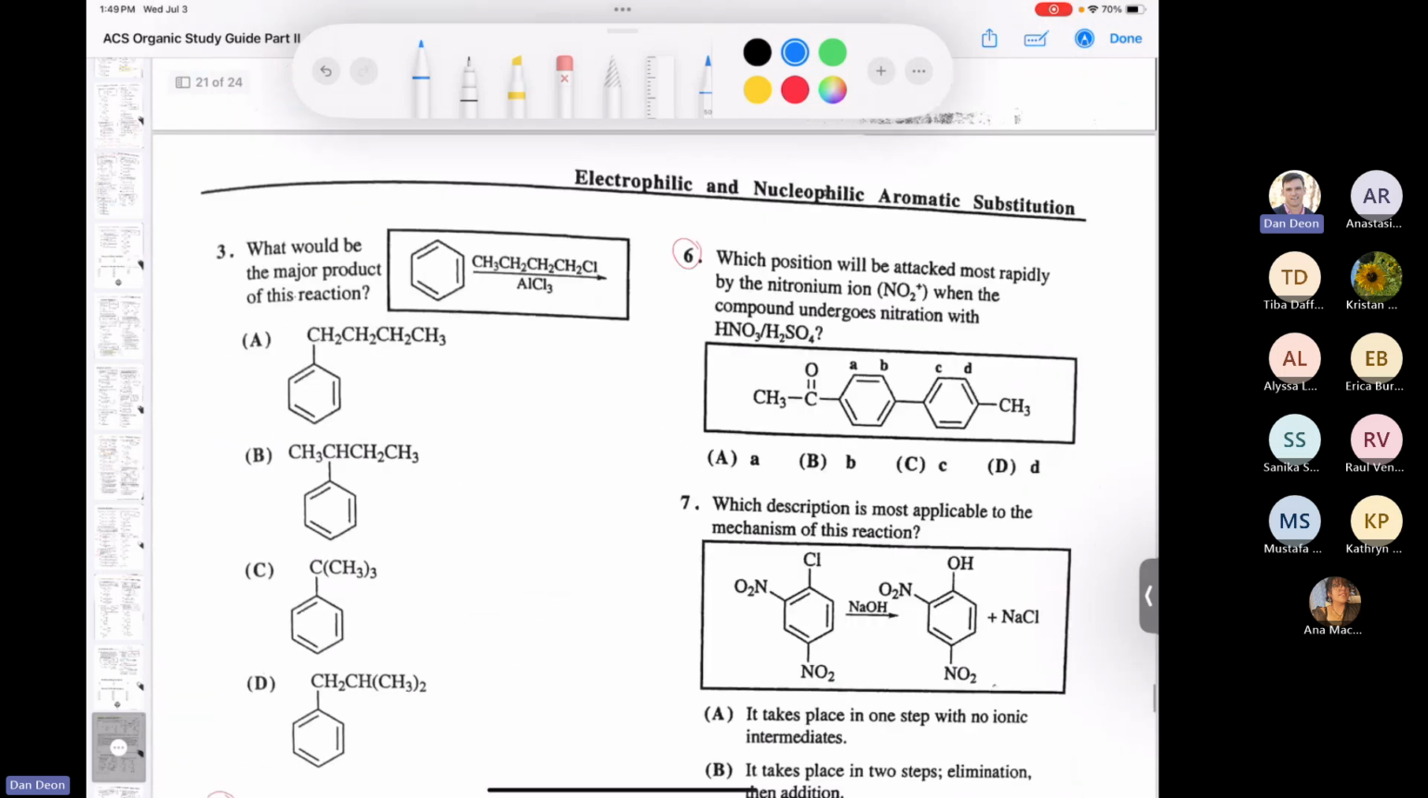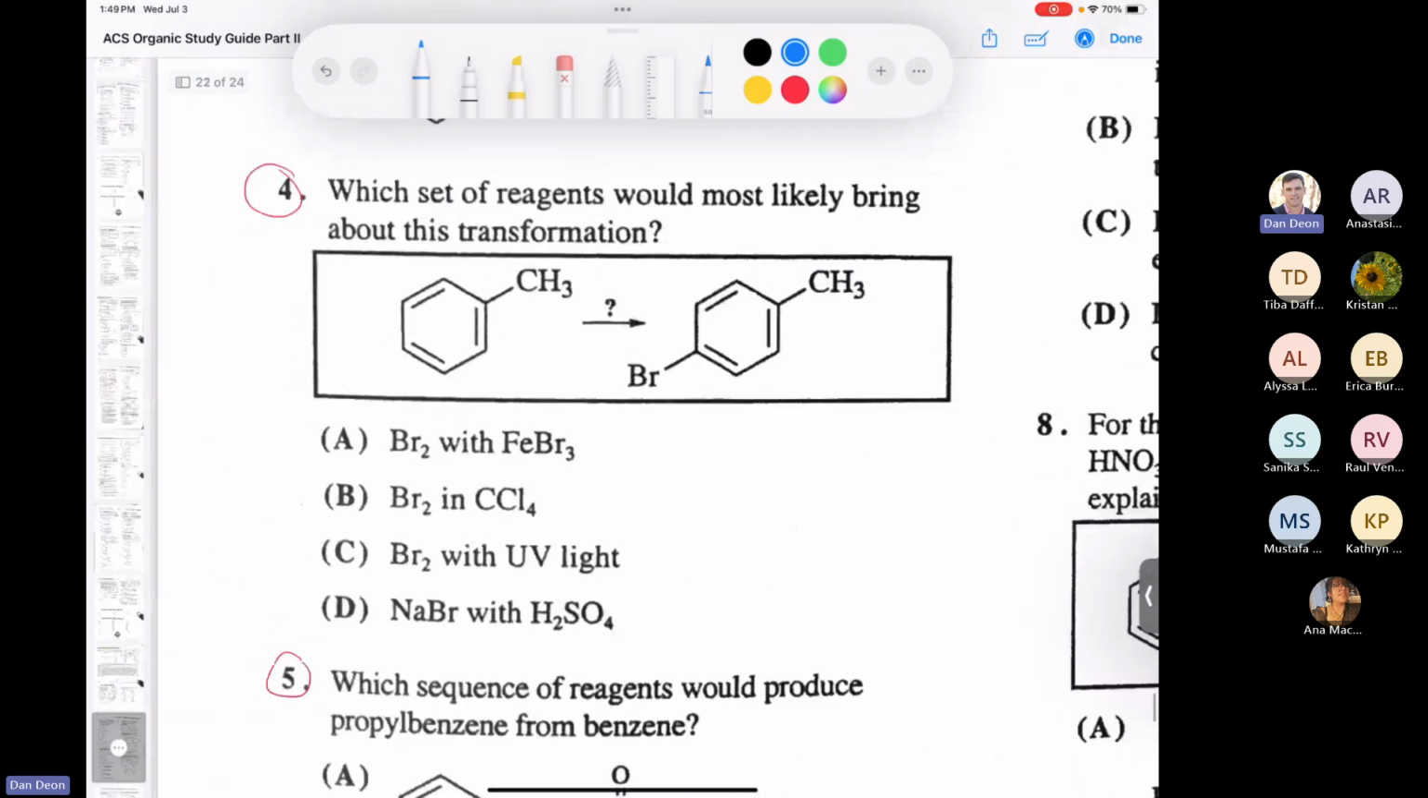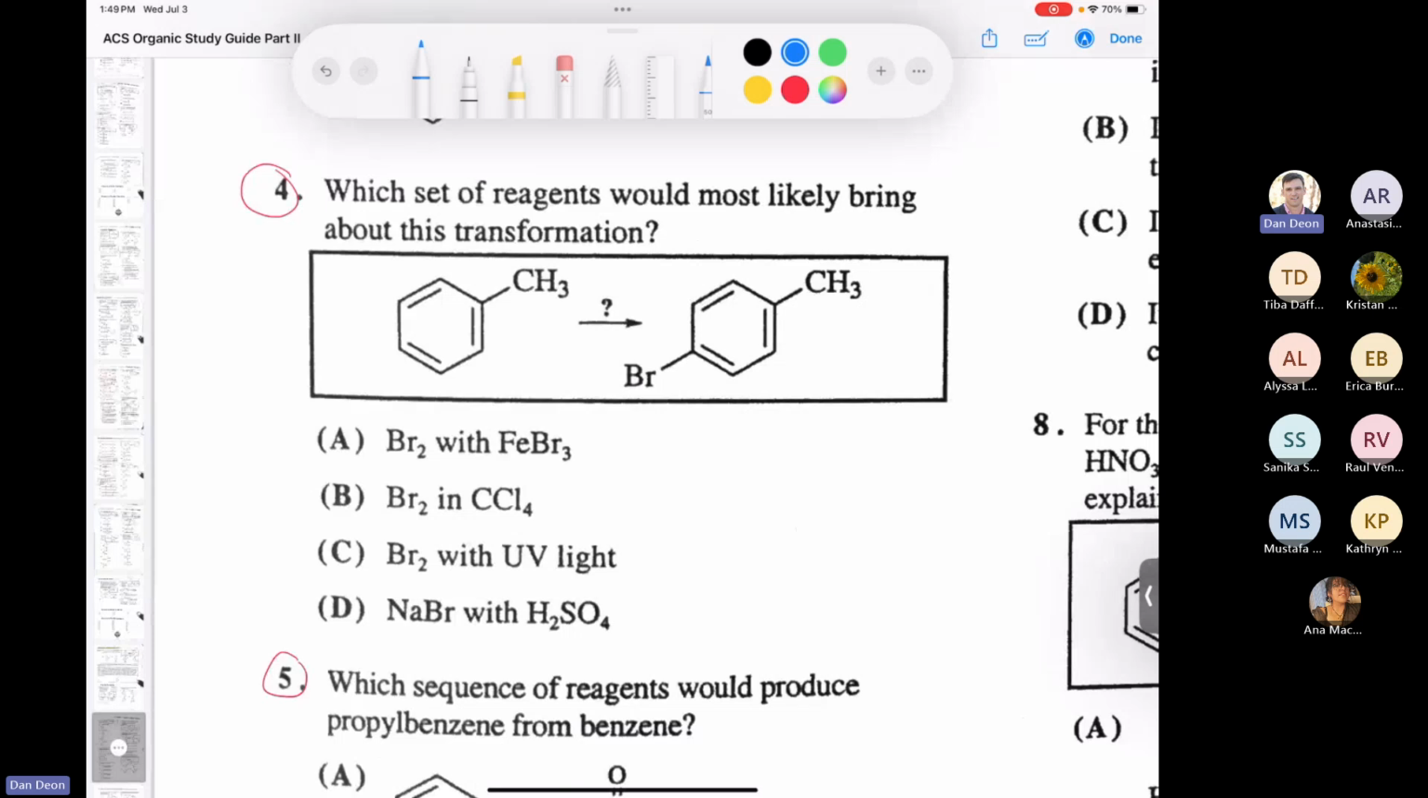Okay, let's try number 4. It just says here, how would you do this transformation? So you have toluene to start with, and then you want to make para-bromotoluene. Well, you guys know that a methyl group is a weak activator, which means that it is an ortho-para director, so it can activate both positions. But in this case, you see that they only give you 1 reaction for each one of them. So you just have to choose the best answer.